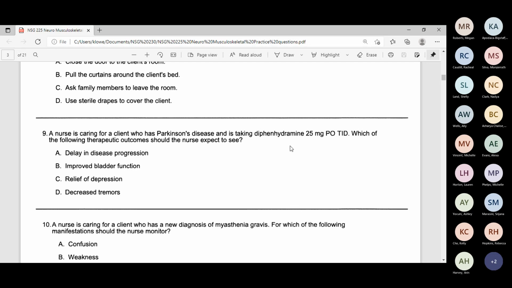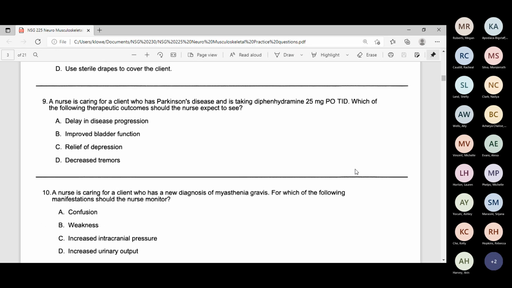Very good. We know it couldn't delay disease progression. If we knew what that medicine was for, we'd know it wasn't for depression. And it actually has some anticholinergic effects that could cause a little bit of urinary retention, so it wouldn't improve bladder function. But yeah, thinking about Parkinson's, decreased tremors.